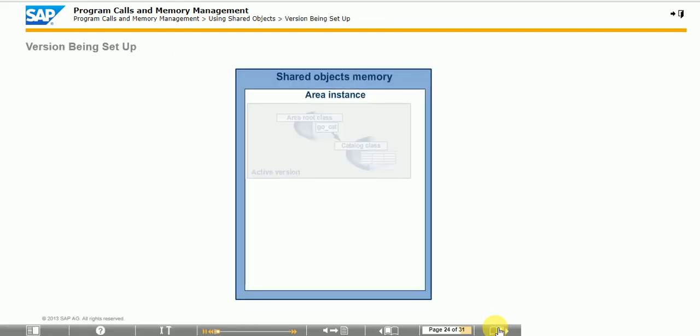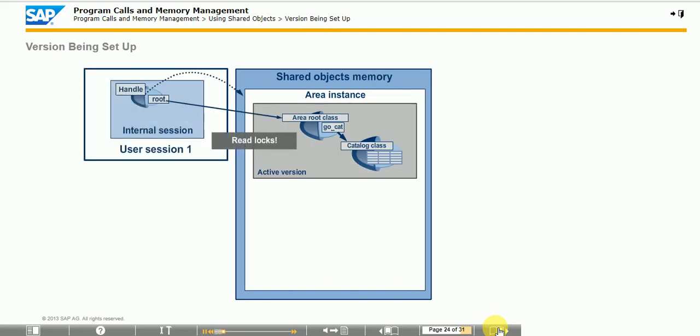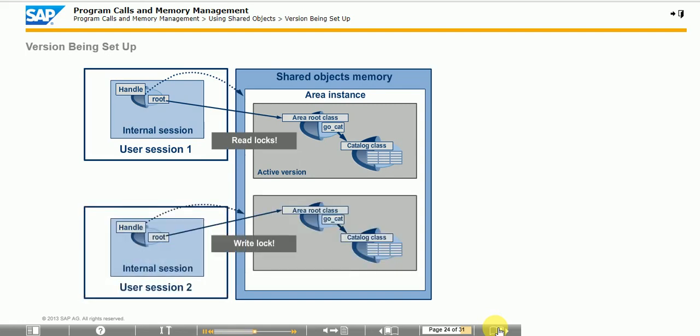If the number of versions attribute of the area is set appropriately, additional versions of the area instance can exist in addition to the active version. When a new catalog is being set up, several temporary versions of the same area instance exist concurrently. As soon as an application sets a changelog for an area instance, a version being set up is created and exists in parallel to the active version.